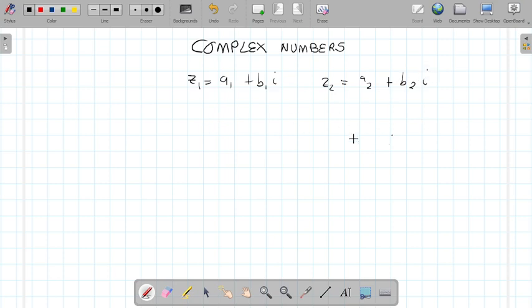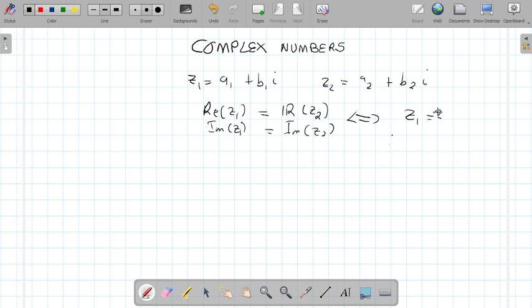Now, for them to represent the same point on the complex plane, it has to be that the real part of Z1 has to be equal to the real part of Z2. And the imaginary part of Z1 has to be equal to the imaginary part of Z2. Now, when this happens, these two complex numbers are going to be equal.